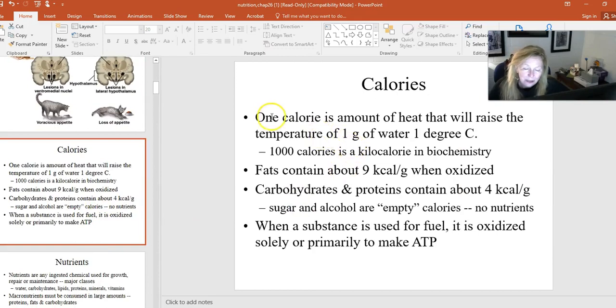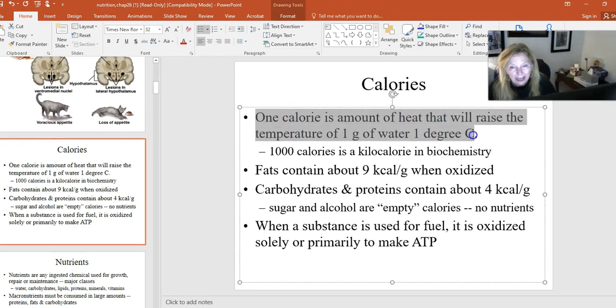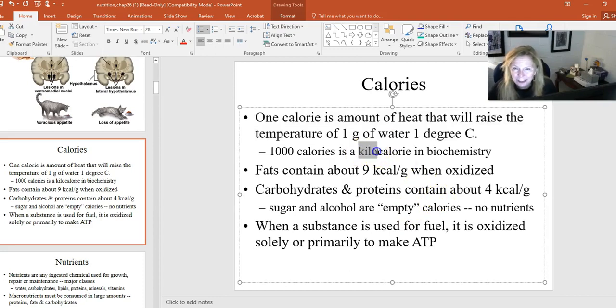Calories, I don't ask you this chemical definition, but in chemistry you did learn that 1 calorie is the amount of heat required to raise 1 gram of water by 1 degree Celsius. I don't ask you that. But anyway, a kilocalorie is 1,000, because we know kilo is a prefix that means 1,000. So a kilocalorie means 1,000 calories in chemistry.